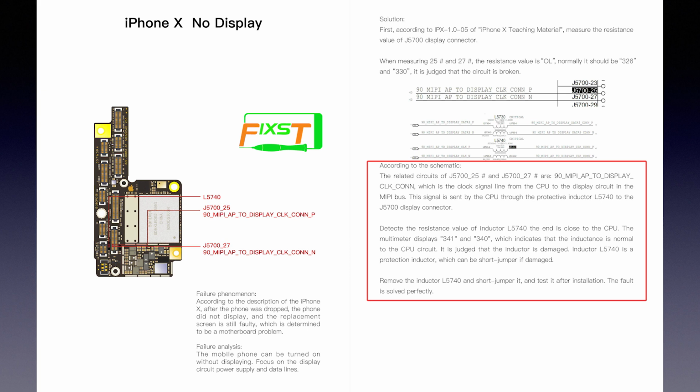This signal is sent by the CPU through the protective inductor L5740 to the J5700 display connector. Detect the resistance value of inductor L5740. The end is close to the CPU. The multimeter displays 341 and 340, which indicates that the inductance is normal to the CPU circuit. It is judged that the inductor is damaged.